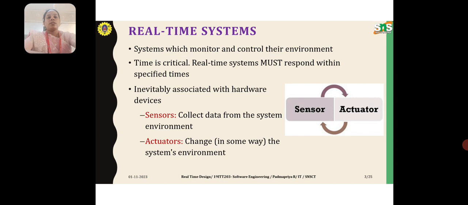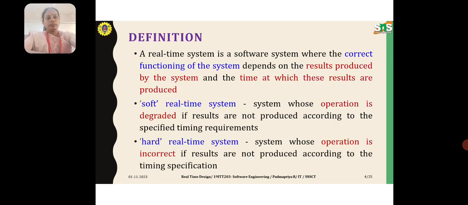So what are real-time systems? Systems which monitor and control their environment. Time is critical. Real-time systems must respond within specified times, inevitably associated with hardware devices. Here, hardware devices means sensors and actuators. Sensors collect data from the system environment. Actuators change the system's environment.